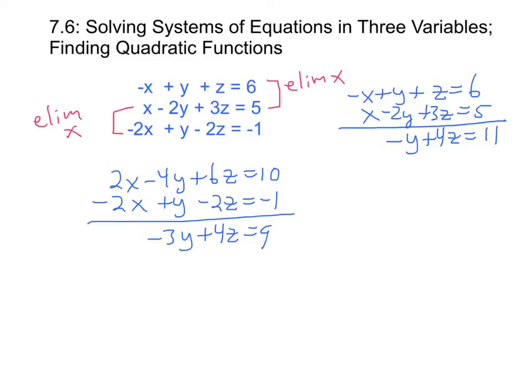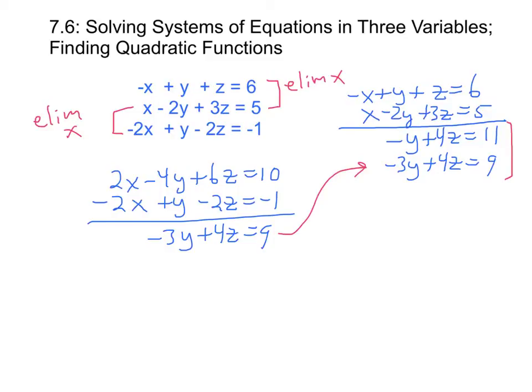Now we want to take this equation that we just came up with and combine it with this other equation that we came up with a minute ago. So I'll write this answer over here underneath our other answer. So we've got negative 3y plus 4z equals 9. Now these two equations together really is a two-dimensional system. We have two equations with two unknowns.